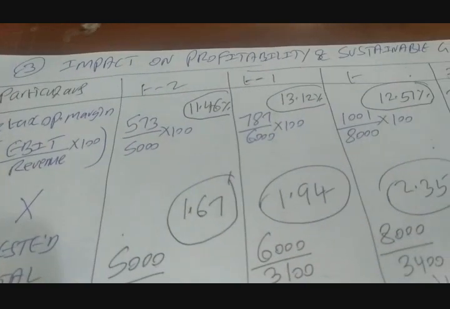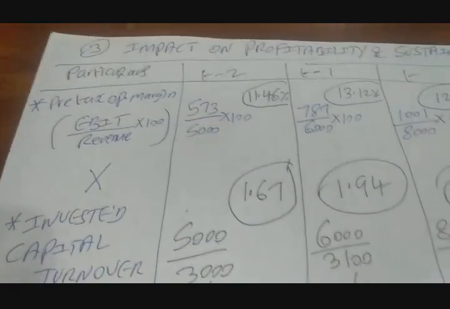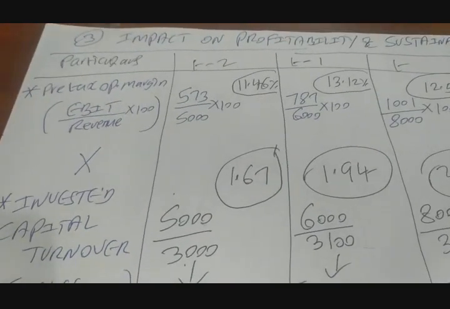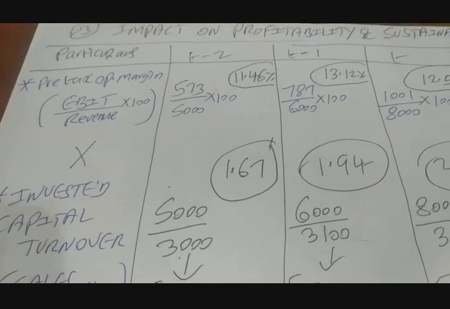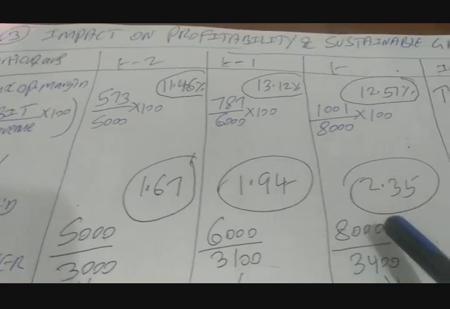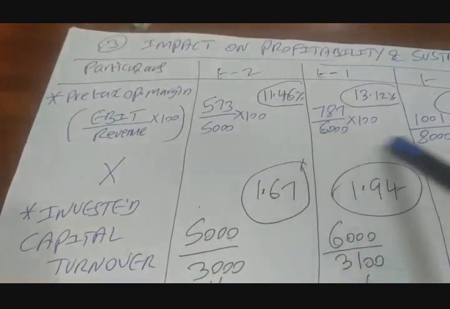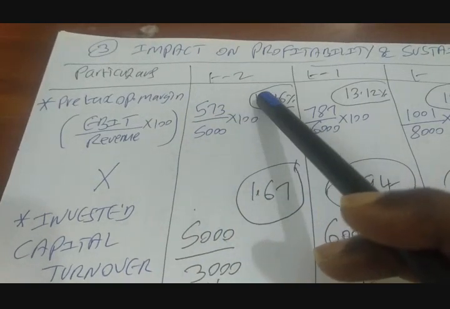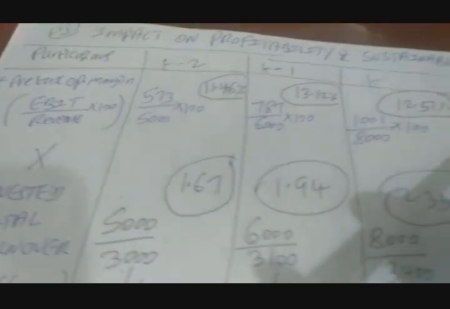I take you to the third question. It's the most important question because we are trying to find out what is the impact of your working capital on the profitability and sustainability of the firm. What I have done is I have created, as usual, 5 columns: particulars, T minus 2, T minus 1, T and inference.